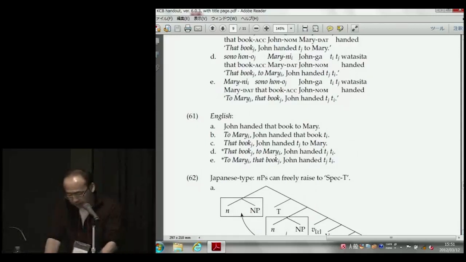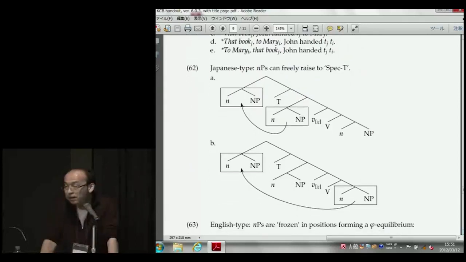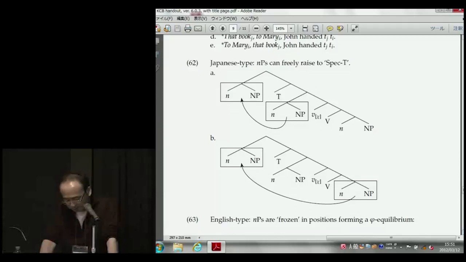The impossibility of little np scrambling in English follows from the fact that such little np's have phi features and they are frozen in positions, forming a phi-feature equilibrium, as in 63. In contrast, there is no phi equilibrium in Japanese type languages. Thus, little np's can freely move around without getting frozen. And that's stated in 62.